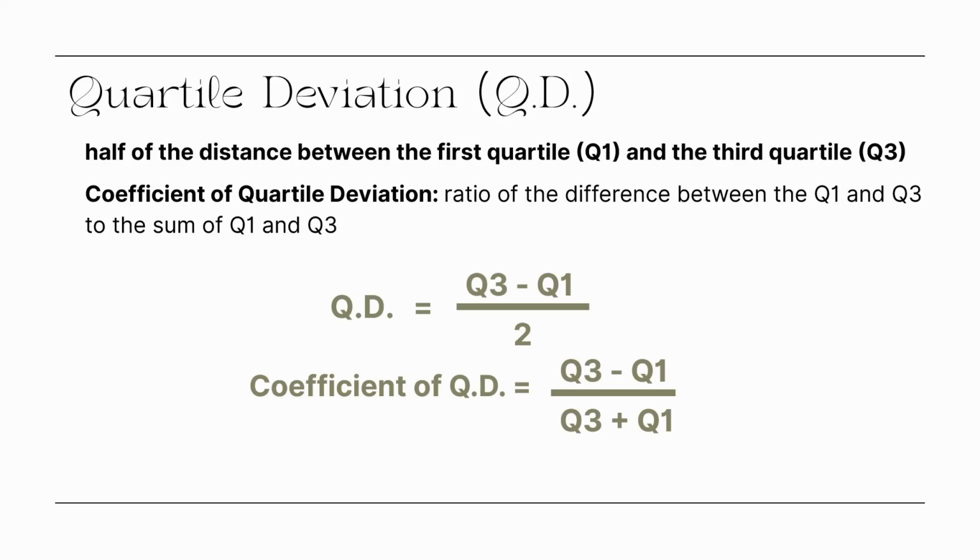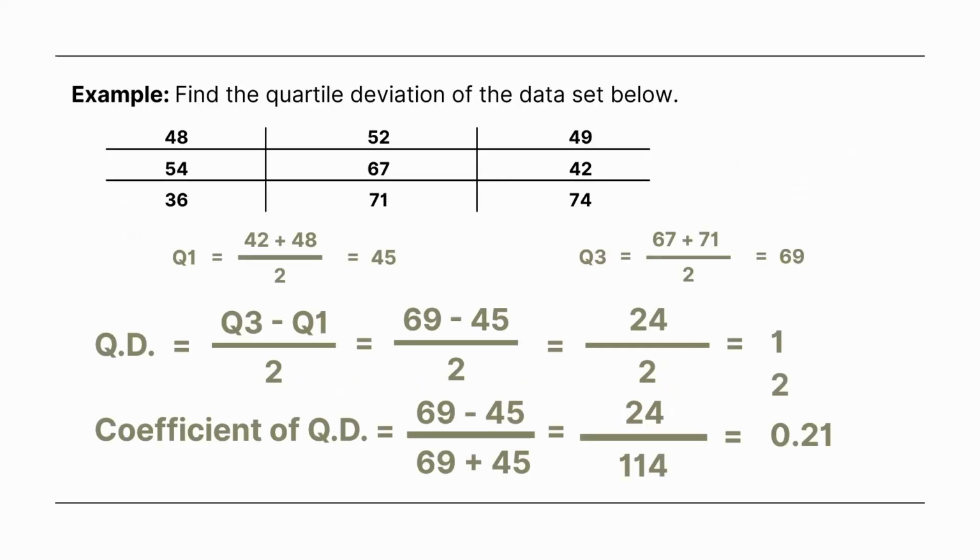Its coefficient can be solved by getting the ratio of the difference between Q1 and Q3 to the sum of Q1 and Q3. As an example, we know that the Q1 and Q3 from the previous example are 45 and 69. From this, we can calculate the quartile deviation. So 69 minus 45 divided by 2 is 12. Then for the coefficient of quartile deviation, 69 minus 45 over 69 plus 45 equals 0.21.